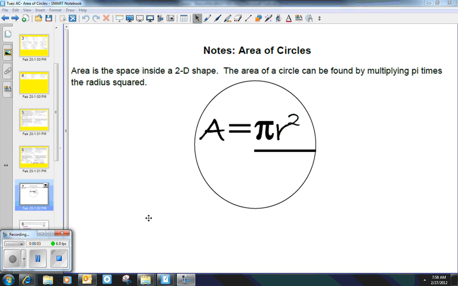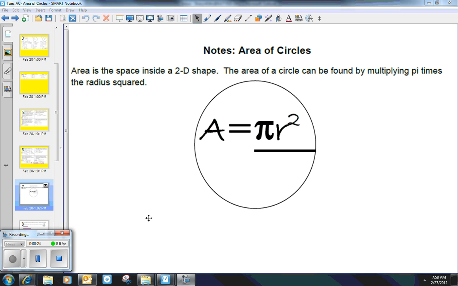Today we're talking about area of circles. When we're talking about area, we're talking about the amount of space that something can cover. Or in the case of a circle, it's the area of space inside the circle. So everything inside the circle is the area of the circle, whereas circumference is the length of the line that makes the edge of the circle.